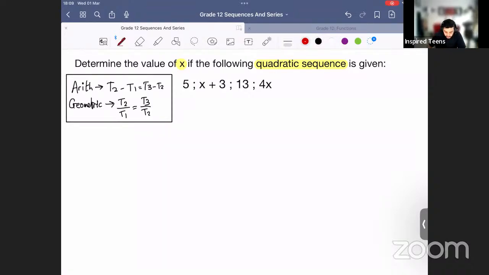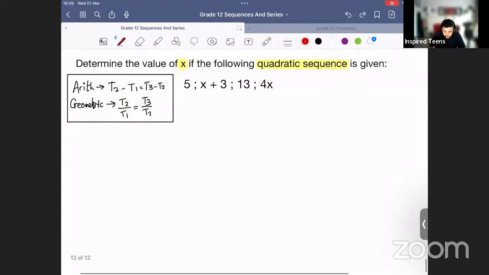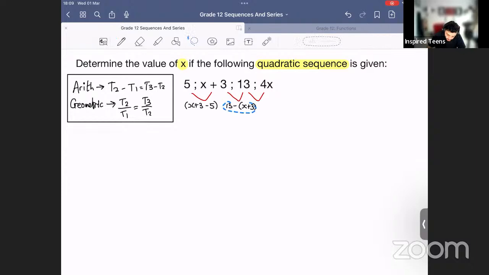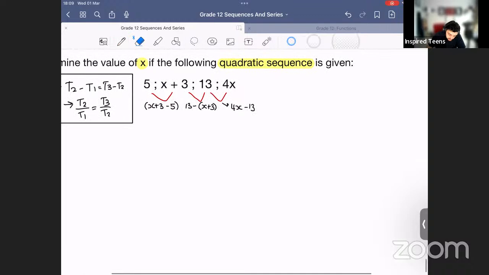Because remember, in quadratic we can't technically do the first one only, because we don't just have a first difference, we have a second difference as well. So let's find the first differences. The first difference here is x plus 3 minus 5. We can simplify it in a bit. And we have 13 minus, open brackets, x plus 3. Then we have the last one, which is 4 minus 13. Let's simplify each one, then we can actually write its value.